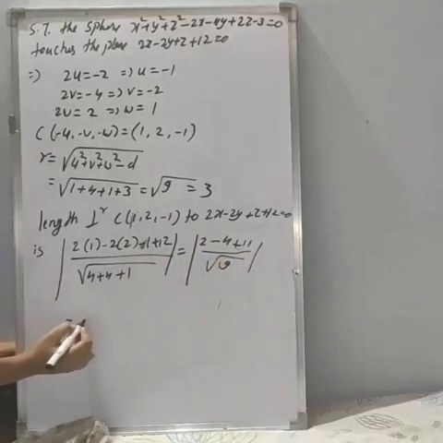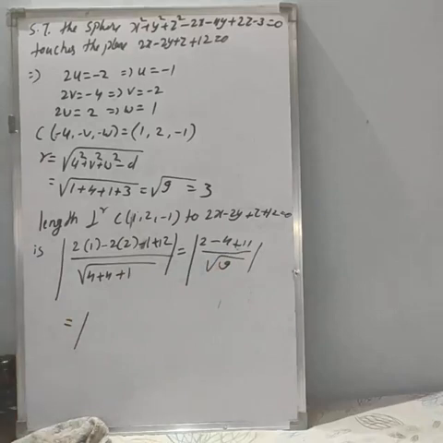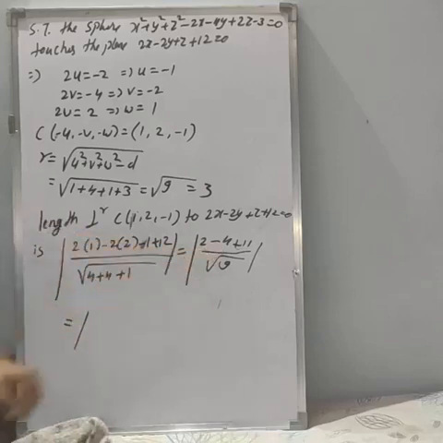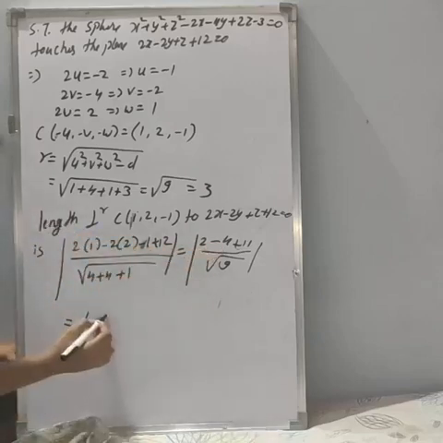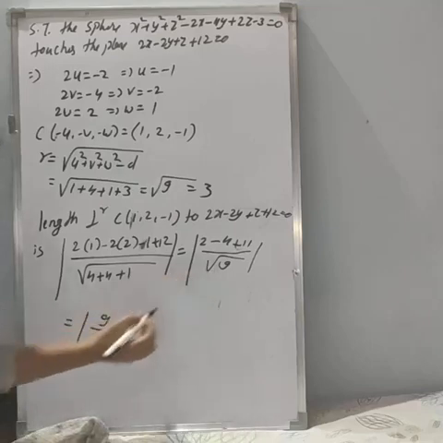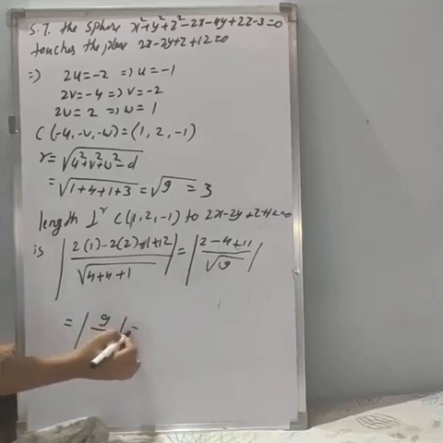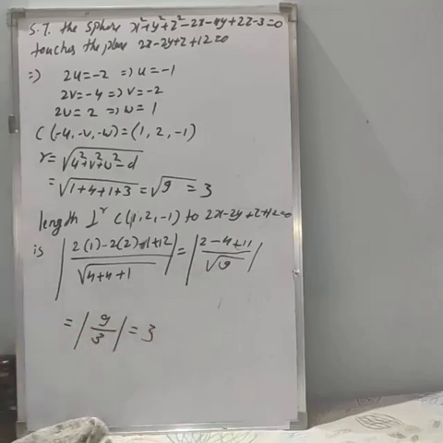This is equal to 11 plus 2, that is 13. And you will get 13 minus 4 is nothing but 9. So divided by root 9, value is 3. Okay, so modulus of 9 by 3 is nothing but 3. So if you see, the length perpendicular is also 3 and the radius of the sphere is also 3.